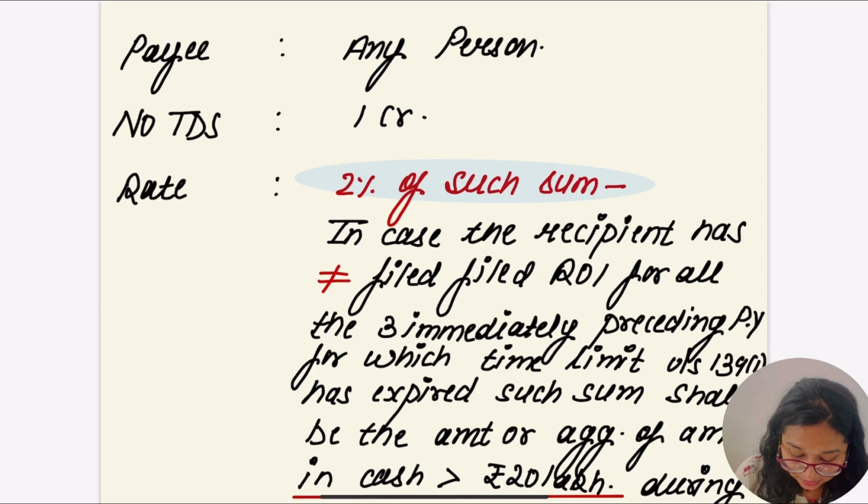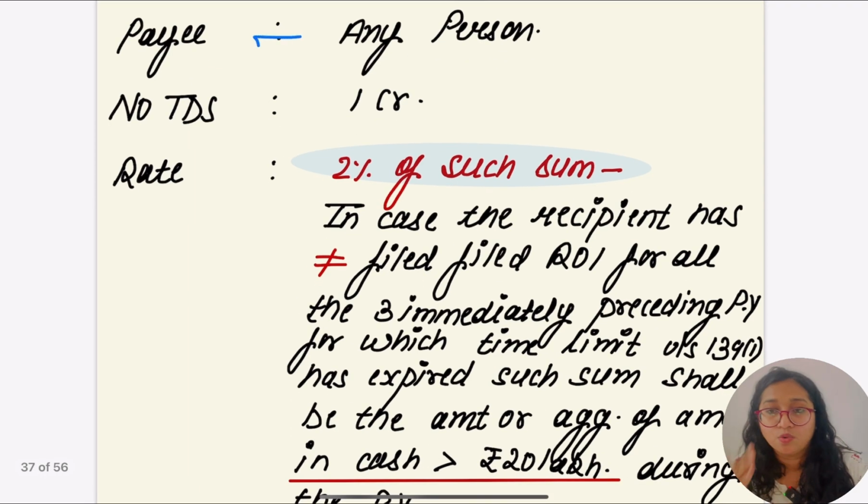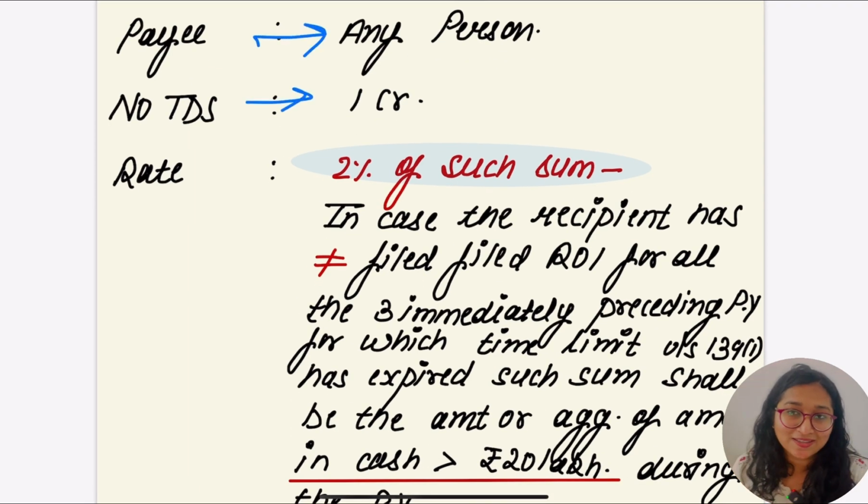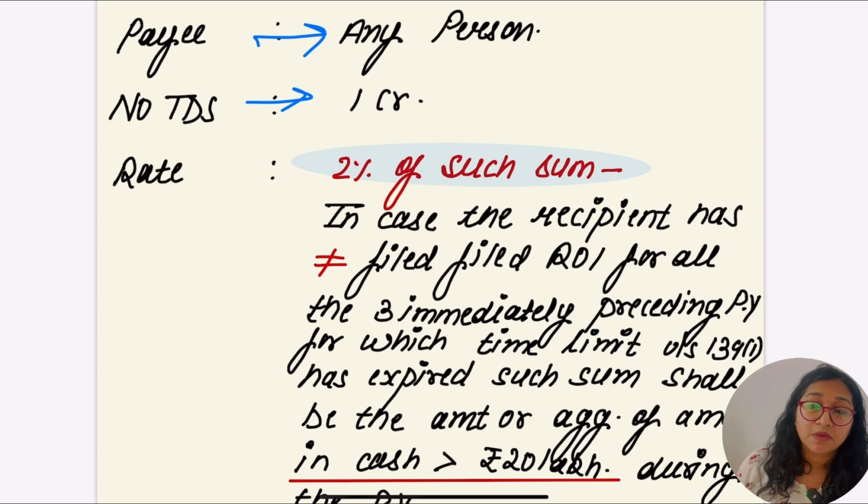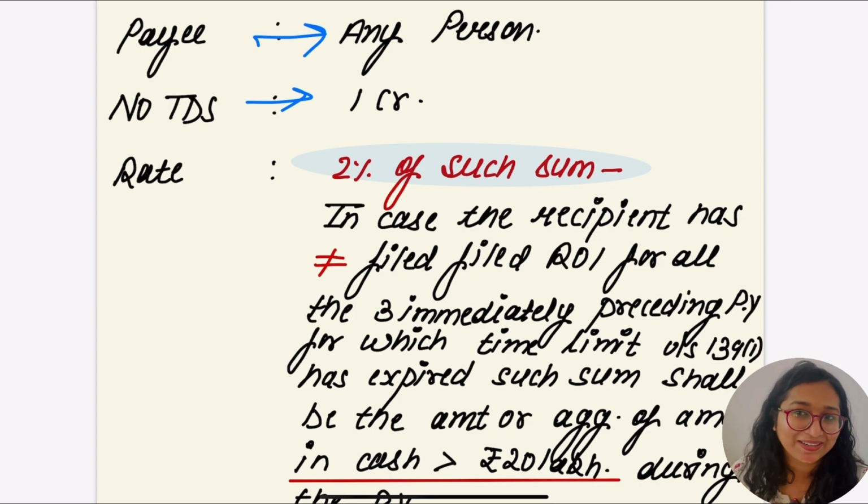Let me tell you one thing now, which you should know. First of all, when we withdraw any amount from the ATM or go to the bank and take out the amount, if the amount is up to 1 crore rupees, there is no TDS applicability. But what if the amount exceeds that limit of 1 crore rupees? In that case, TDS is going to be applied.